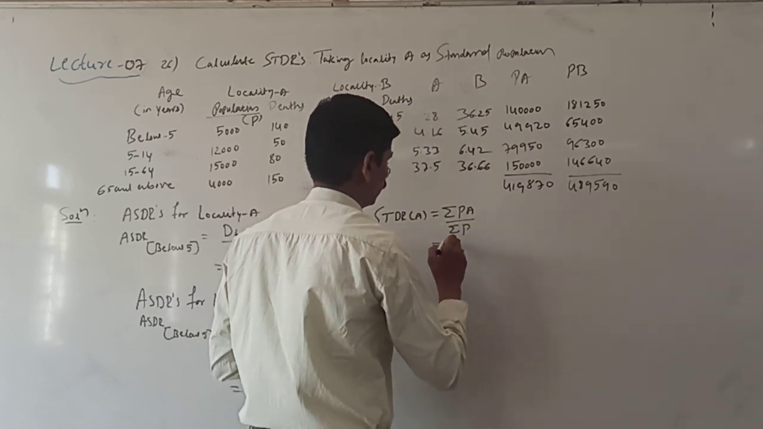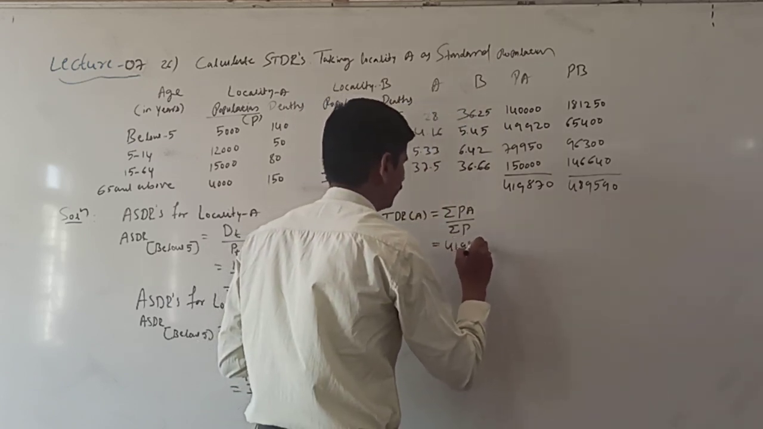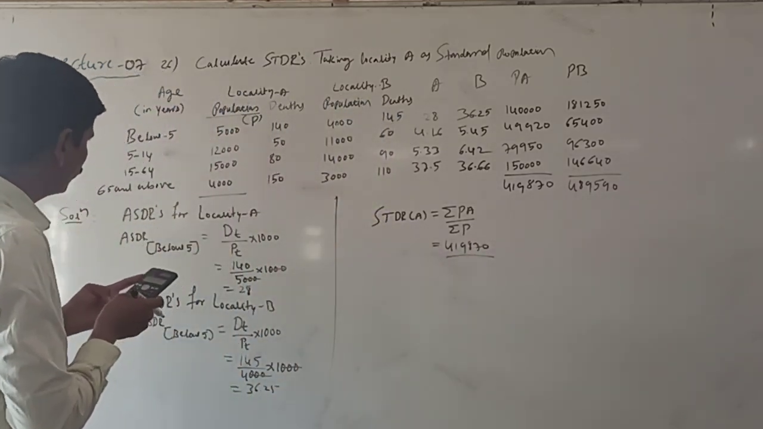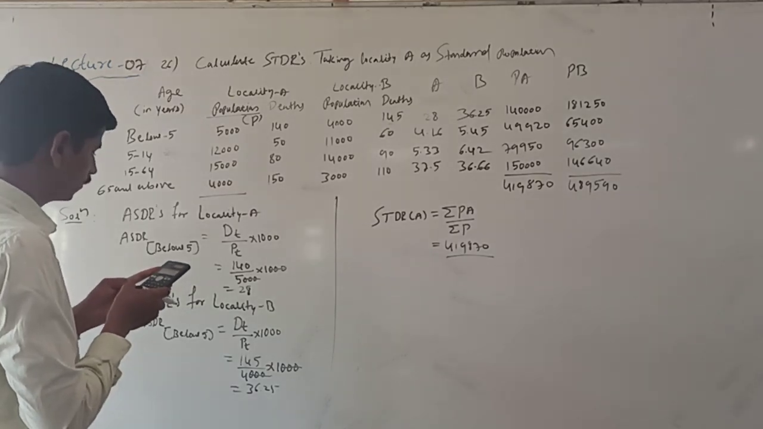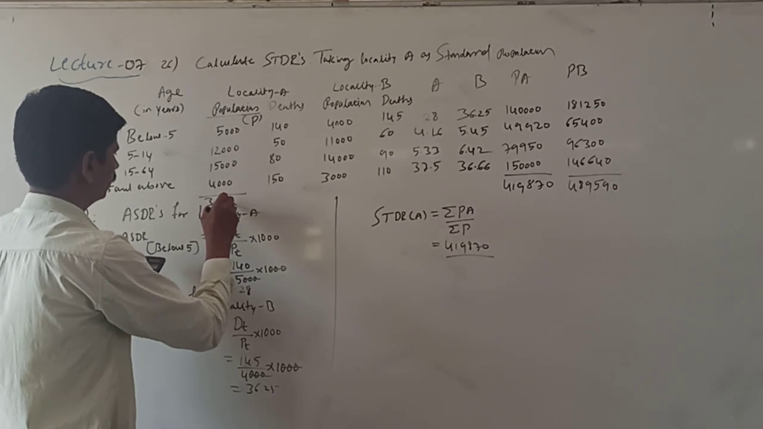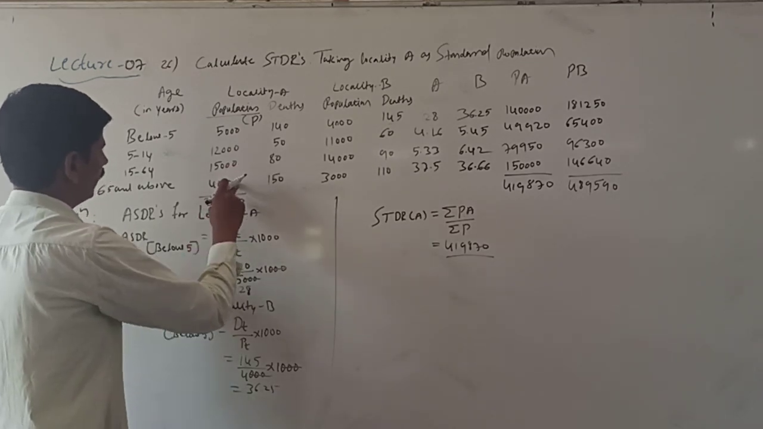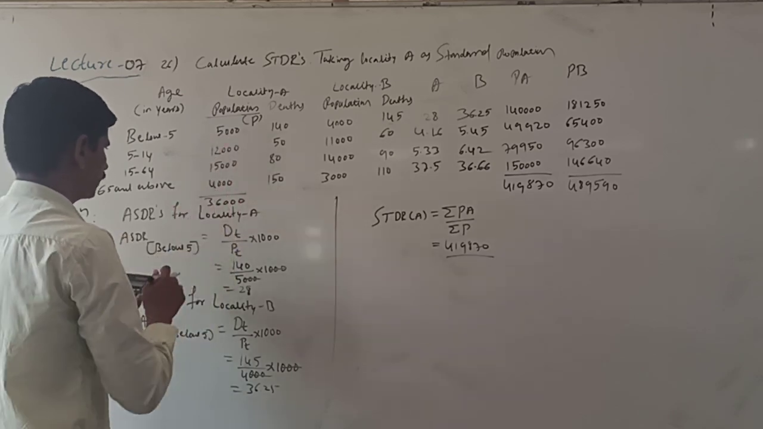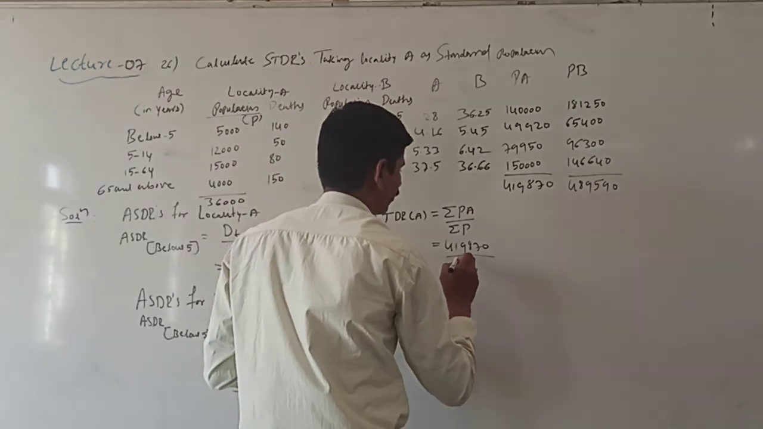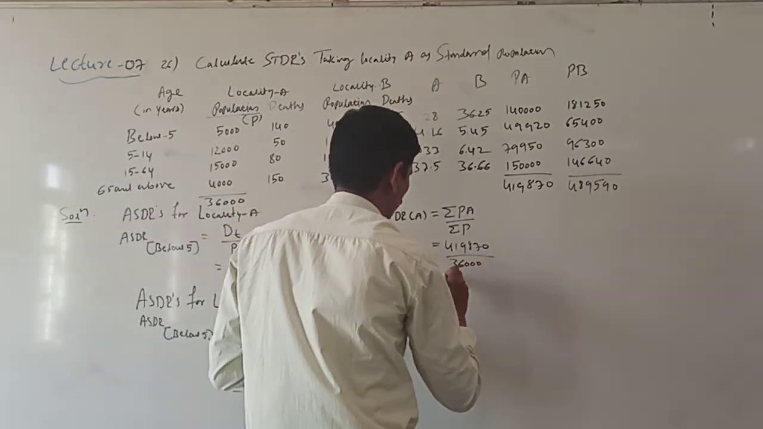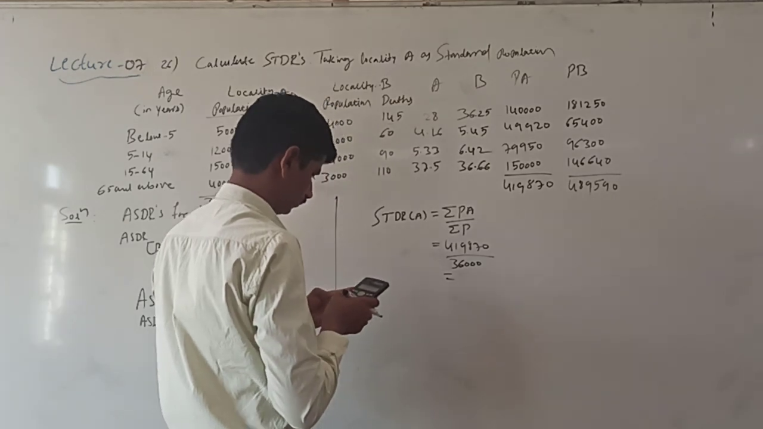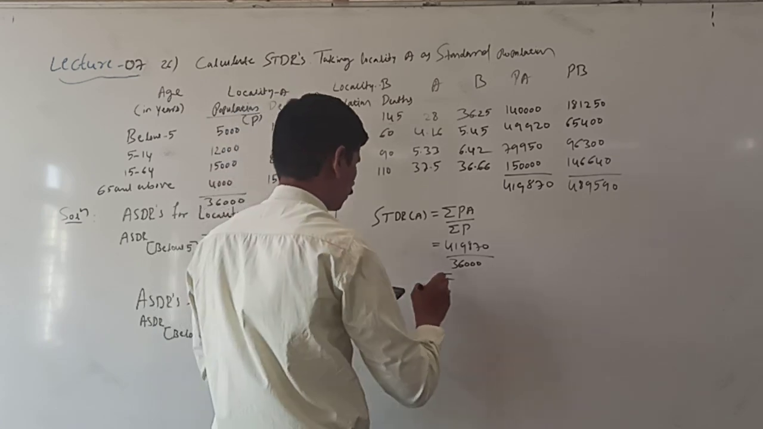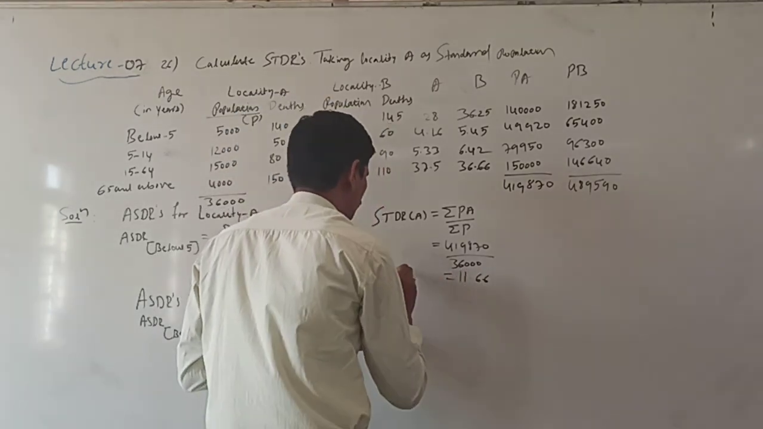Then substitute the value. Sum of PA is 4,19,870 divided by sum of P, sum of standard population, 5 plus 12 plus 15 plus 4, then we'll get 36,000. Okay, here 4,19,870 divided by 36,000 is 11.66.